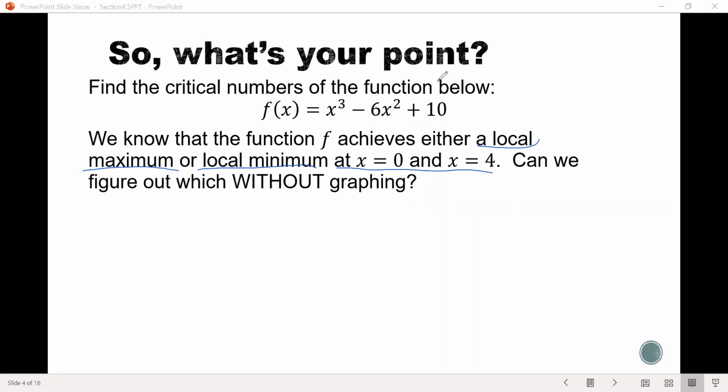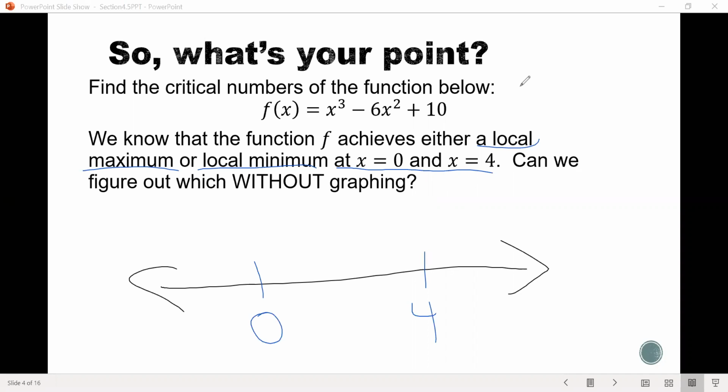So what I'm going to do first is set up a number line. Okay, and for those of you who took Math 141 Pre-Calc 1 with me, or maybe took it from a different professor, you may have seen something like this before. We're going to use what's called a sign chart. And so I'm going to mark my two critical values on it. So I've got 0 and I've got 4 here on my number line.